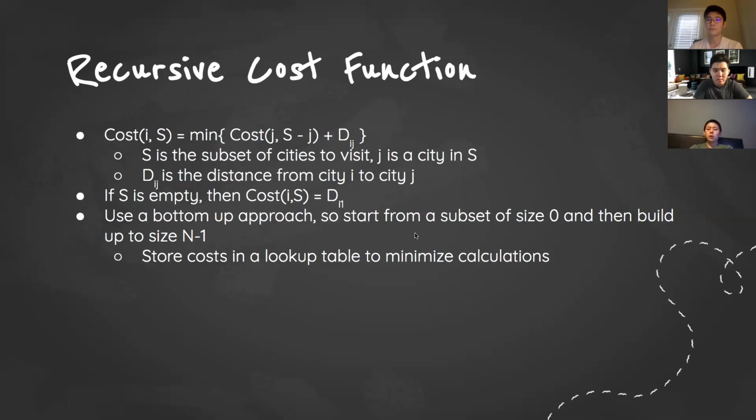And when doing the algorithm, we use a bottom-up approach. So we start with a subset of size 0, which means that you've gone to every city and you just need to go back to where you started from. And then we slowly add more cities from there and build up to a subset size of n minus 1. And then we store the costs as we recursively calculate them in a lookup table in order to minimize the amount of calculations that we do.